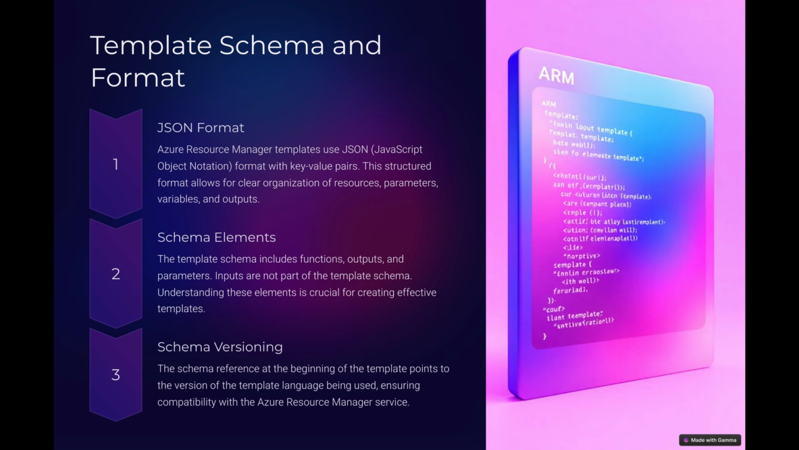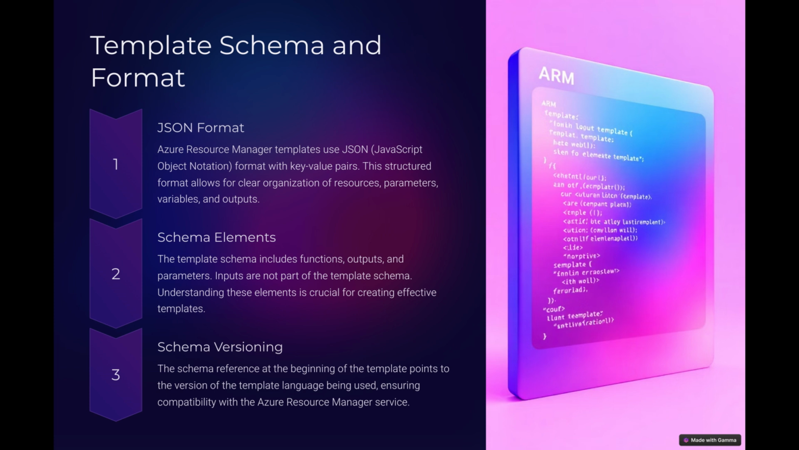Yeah, JSON's pretty easy to read. It's easy for humans to understand, but it's also easy for machines to parse. It's a good choice for something like this. And they list those key elements in the schema: functions, outputs, parameters. But they specifically say inputs are not part of the schema itself. Yeah, because those are external. Those are the things you provide when you deploy the template.